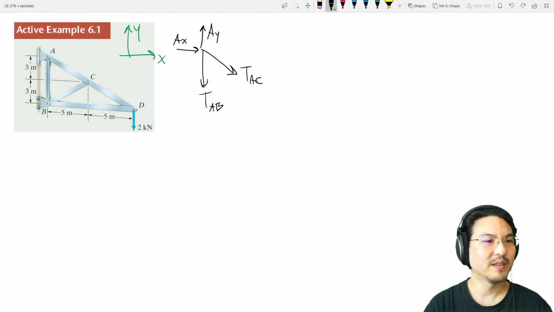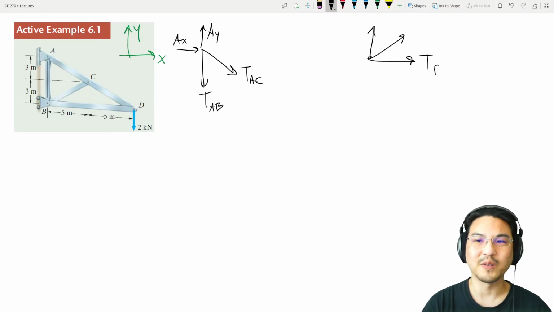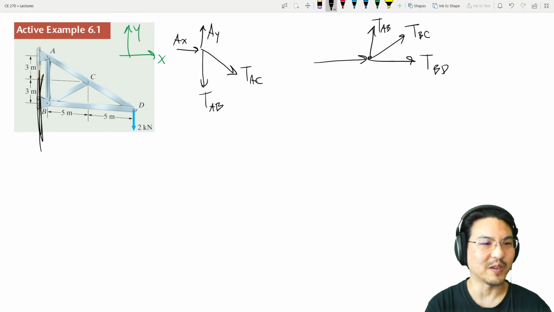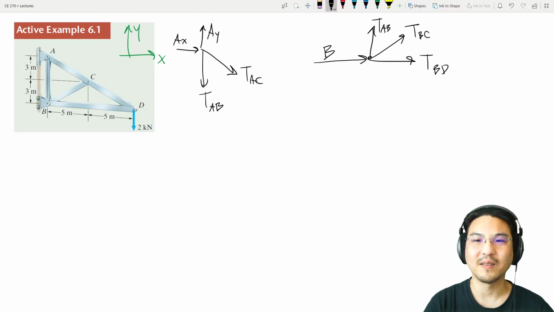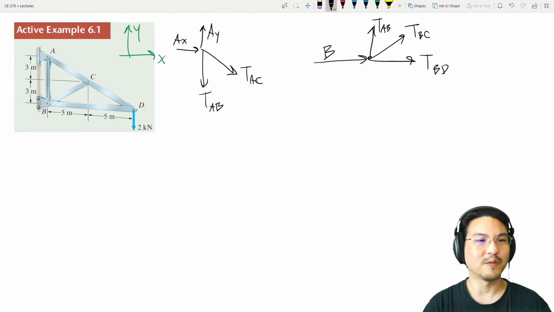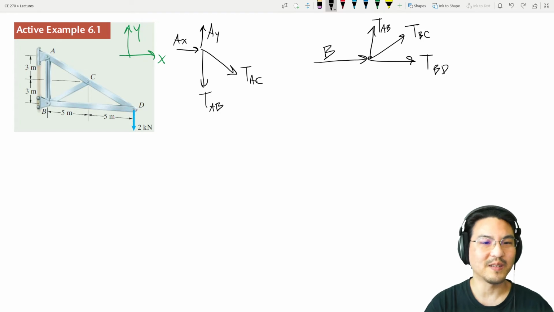For joint B looks like this. So there's axial force BD, BC, AB, and then there's a roller support, which is normal to the surface that it's rolling on. Okay. Now for joint C over here, I'll just draw it right here.